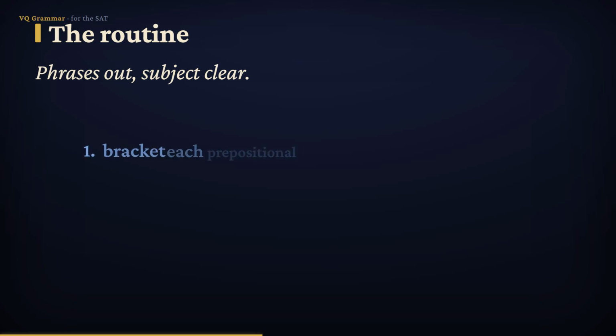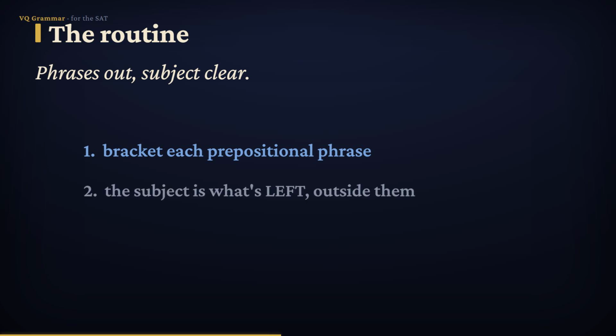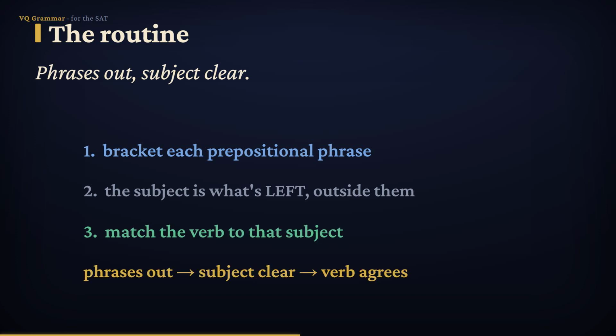So make this your routine on every agreement question. 1. Bracket off each prepositional phrase, a preposition followed by its noun. 2. The subject is whatever's left standing outside those phrases. 3. Match the verb to that subject in number. Phrases out, subject clear, verb agrees. With practice, you'll spot these decoys instantly.